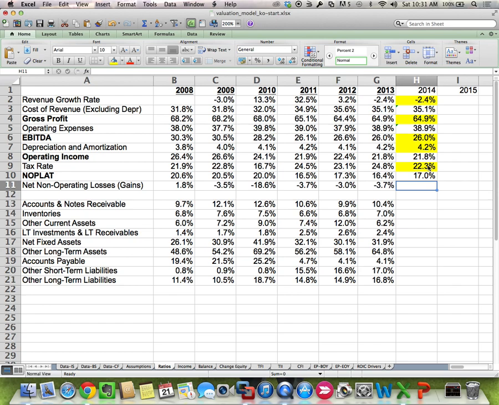Then, finally, non-operating gains and losses equal whatever the previous year was. That's something I could choose to change in the future, so make it yellow. Those are the core items that we're going to forecast on the income statement. The ones in yellow are the ones that are going to be important for us to change. Questions about what we just did?